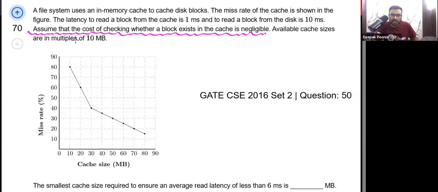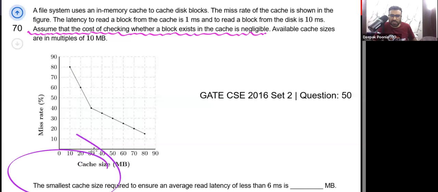Available cache sizes are in multiples of 10 MB. You can see the cache sizes available: 10 MB, 20 MB, 30 MB, 40 MB. These are the available cache sizes, and this miss rate is given to you. For example, when the cache size is 30 MB, the miss rate is 40. When the cache size is 70 MB, the miss rate is 20. When the size of the cache memory is 10 MB, the miss rate is 80. So this diagram is given to us.